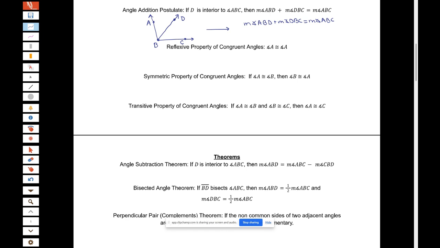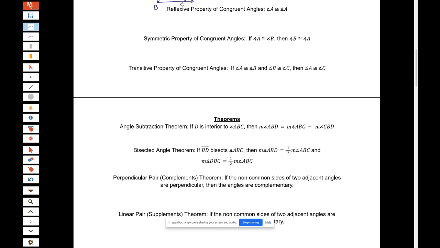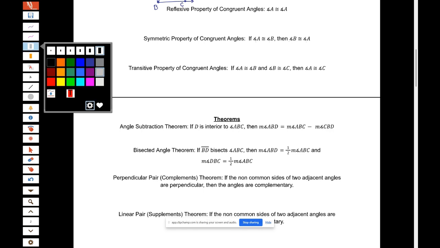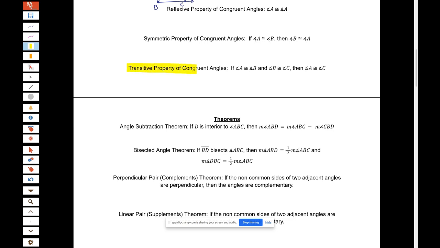Symmetric property of congruent angles. If angle A is congruent to angle B, then angle B is congruent to angle A. We only use that in a proof when we need to flip something around to make it match the proof. Transitive property of congruent angles. We will use that a lot. So I'm going to go back and highlight that. I'm going to have to go back and highlight a few of these. All right. If two angles are congruent to the same angle, then the two angles are congruent. So yeah, both of them are congruent to angle B, so that means angle A must be congruent to angle C. We'll use that a lot.